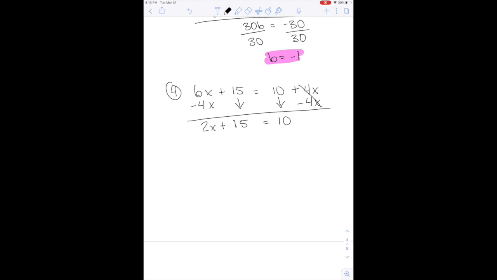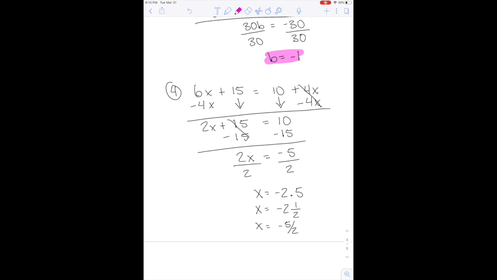Now I need to get my 15 and my 10 together. And remember, since I'm adding 15, I have to do the inverse, which is subtracting. I have 2x equals negative 5. My final step is to divide by 2. X equals negative 2.5. Or you can write it as x equals negative 2 1/2. Or leave it as x equals negative 5 over 2. Any of those 3 are correct.